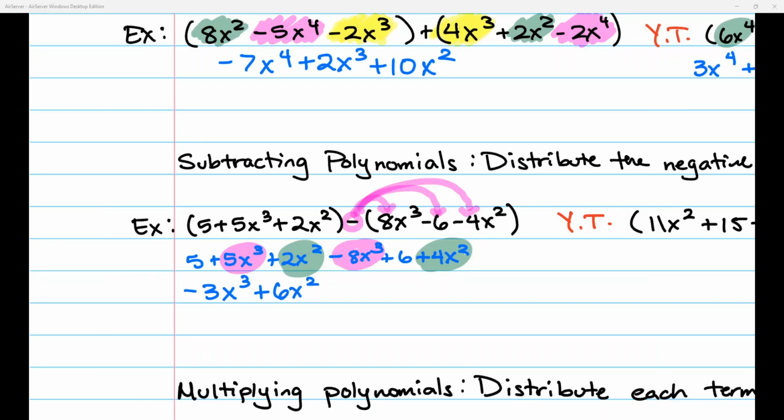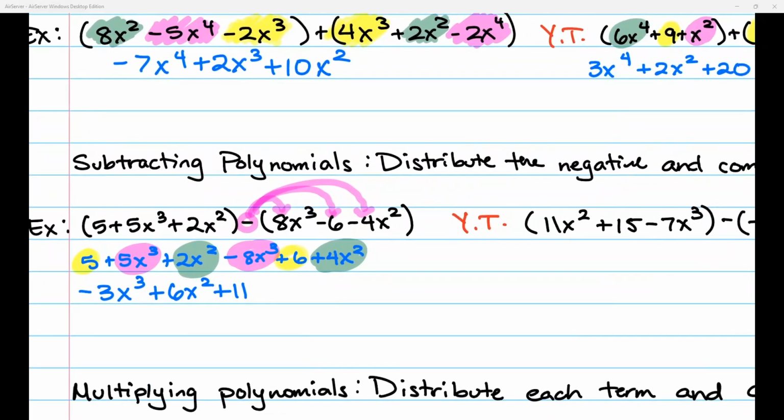The next thing I would look for is x's, but I don't see anything. And then finally, I would look for constants, which I see a positive 5 with a positive 6. 5 plus 6, that gives me a positive 11. This looks like a cubic trinomial to me. Go ahead and try it on the next one.